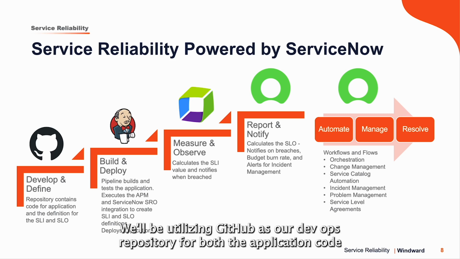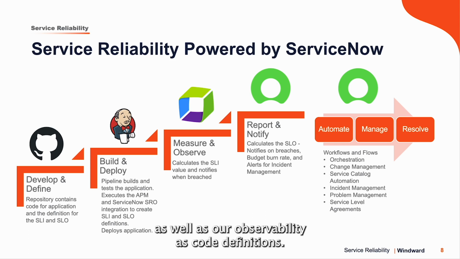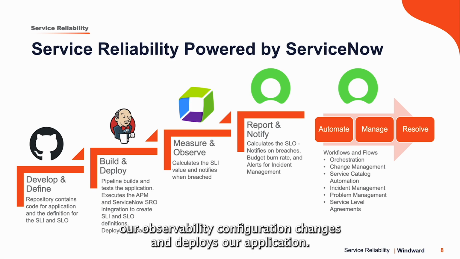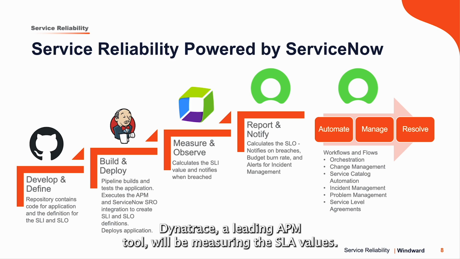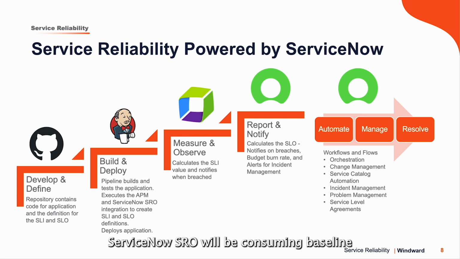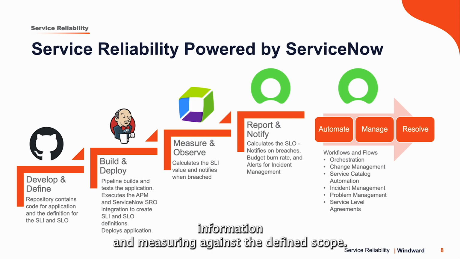We'll be utilizing GitHub as our DevOps repository for both the application code as well as our observability as code definitions. Jenkins is our build pipeline, which executes our observability configuration changes and deploys our application. Dynatrace, a leading APM tool, will be measuring the SLI values. ServiceNow SRO will be consuming the SLI information and measuring against the defined SLO.